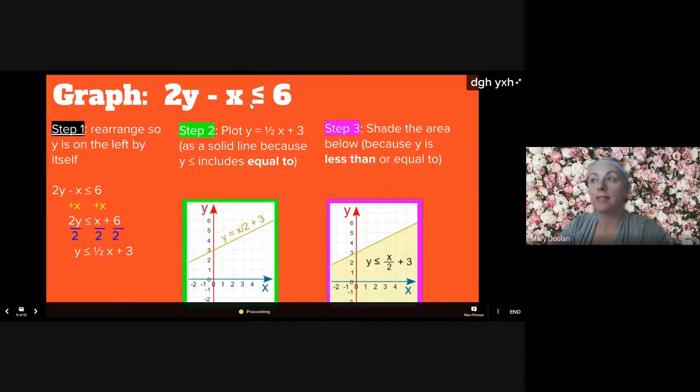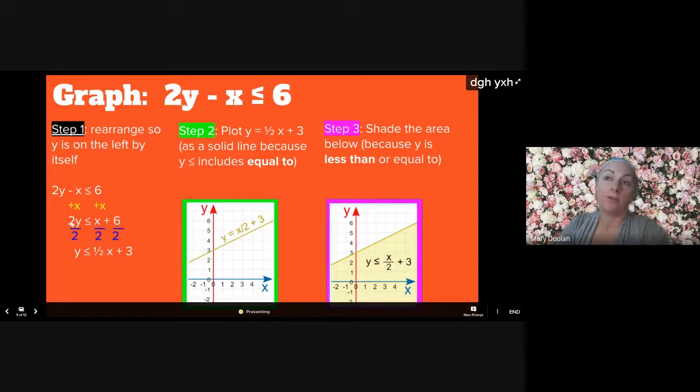2y minus x is less than or equal to 6. Well, here we're going to have to do step 1. We have to rearrange it so that y is on the left by itself. And that's what's being shown here in these steps. We are adding x to both sides. And then that gets all the pieces in the right spots.